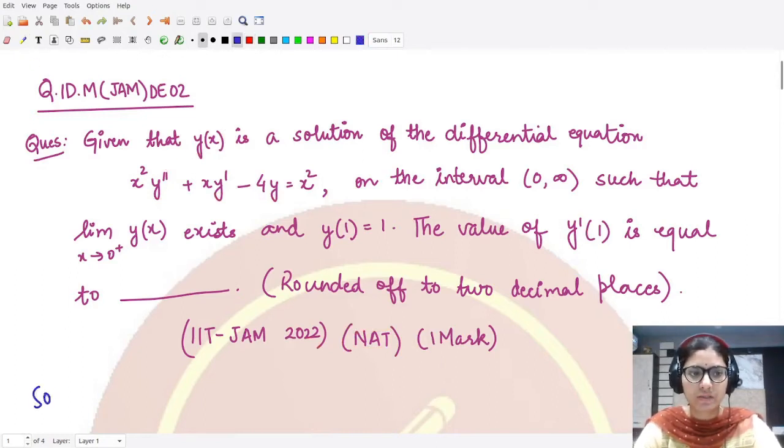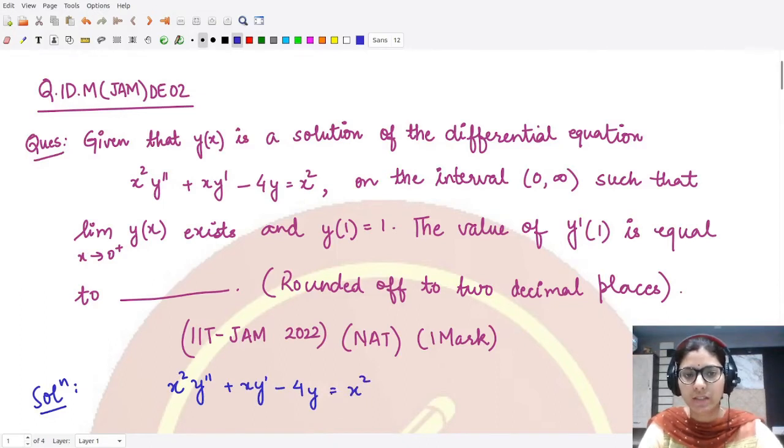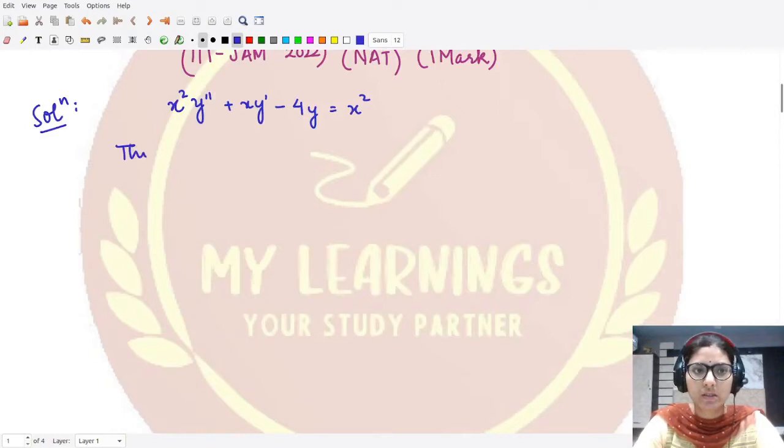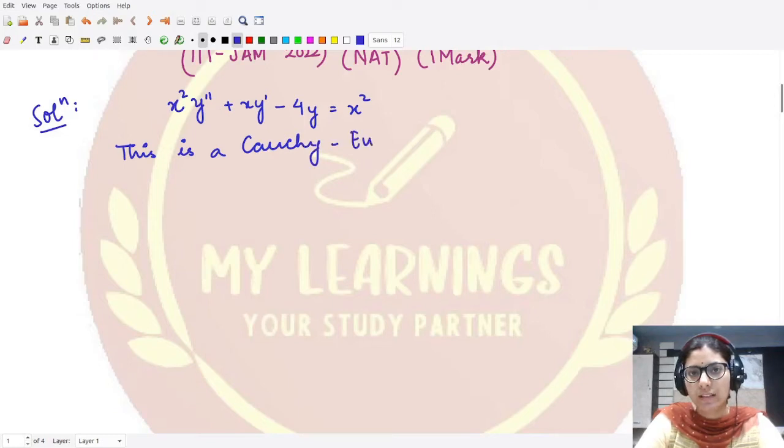This is a simple question if you know a few things. Let me rewrite our equation: x square y double dash plus x y dash minus 4y is equal to x square. If you look at this equation, this is a Cauchy Euler equation. Now what is this kind of equation?